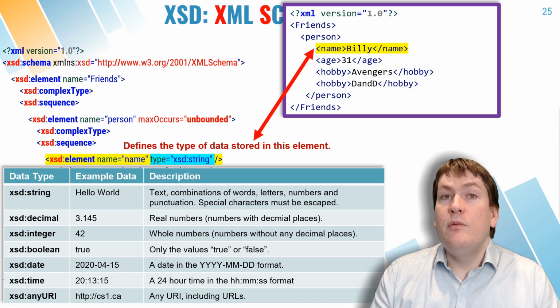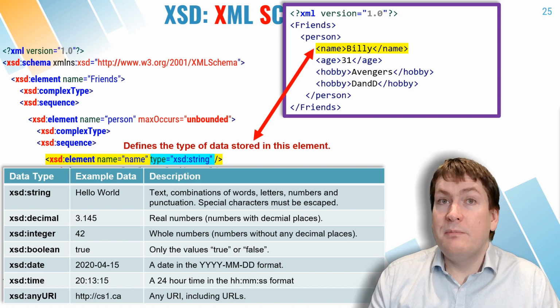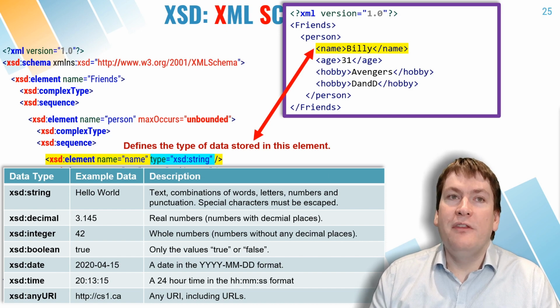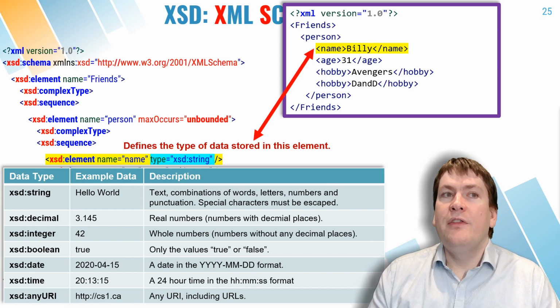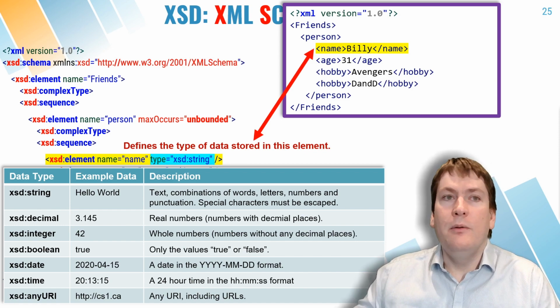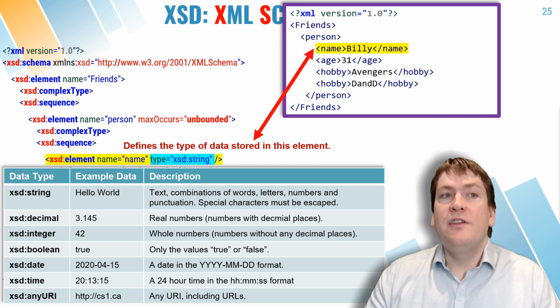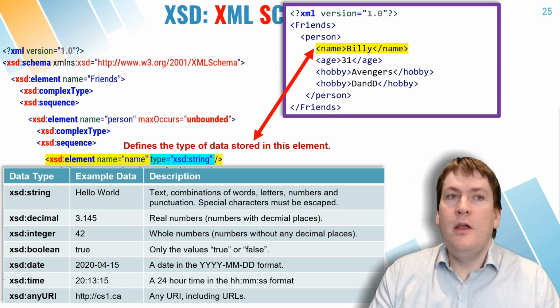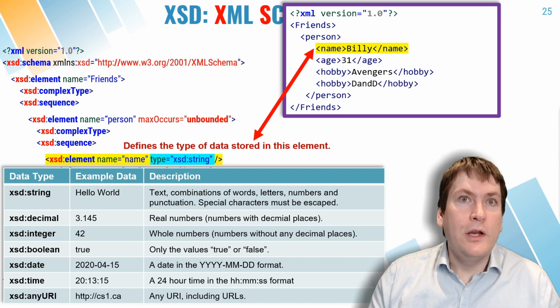There's date, which stores dates, but it has to be in a very specific format that I list here, and that's the year-month-day format. There's time, which stores times in a 24-hour format, with the hour, colon, the minute, colon, the second. And there is URLs, or URIs rather. It's a slight difference between URIs and URLs, but for our purposes it just means we could store a URL.